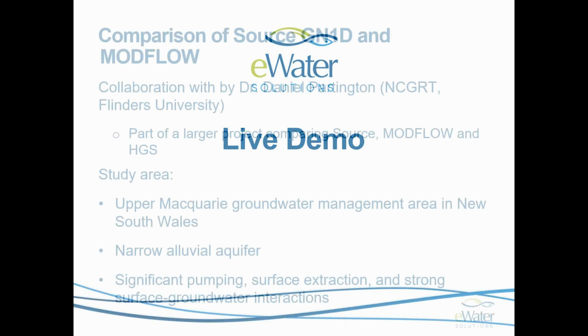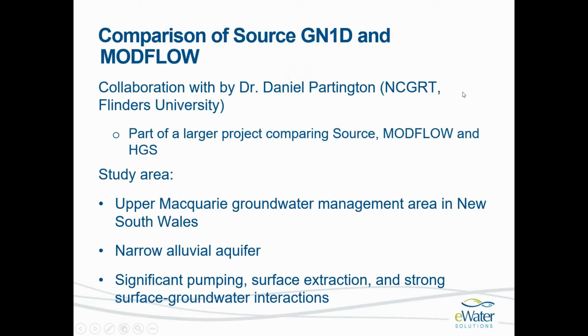I just wanted to briefly mention a comparison of the numerical model with ModFlow. I did this work in collaboration with Daniel Partington, who's doing a larger project comparing Source, ModFlow, and Hydrogeosphere. The study area for this project is the Upper Macquarie Groundwater Management Area in New South Wales. The Upper Macquarie system consists of quite a productive, narrow alluvial aquifer, and there's a lot of groundwater pumping, surface water extractions, and there are strong surface groundwater interactions.